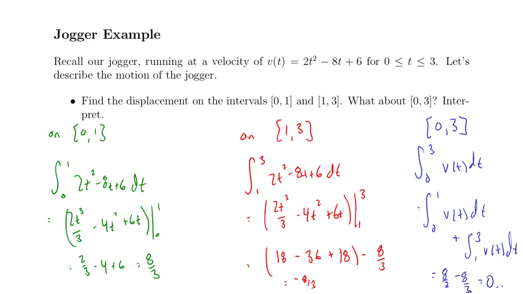Okay, so what does this mean? It means on the interval from 0 to 1, they moved 8/3 distance units away in the forward direction. On the interval from 1 to 3, they moved 8/3 units, whatever our distance units are, in the negative direction, so back. And so obviously on the whole interval, they don't actually displace, right? Our starting and ending points are at the same spot here. So that's kind of interesting.